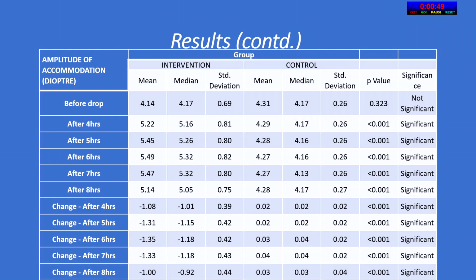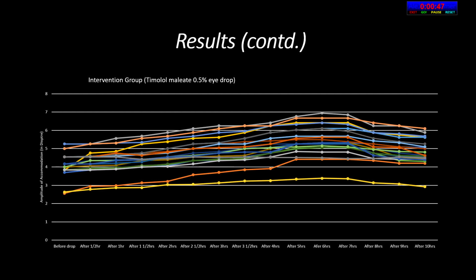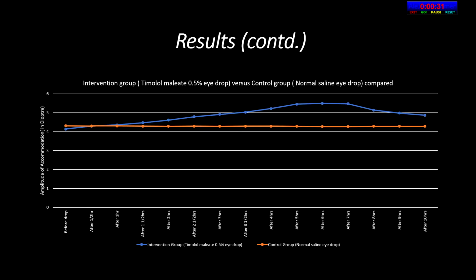This is the result of the amplitude of accommodation. Here, immediately after giving the drop, there is an increase in the amplitude of accommodation, and that is stabilized at 4 hours, and up to 8 hours this remains. Here the mean value is compared with the control.